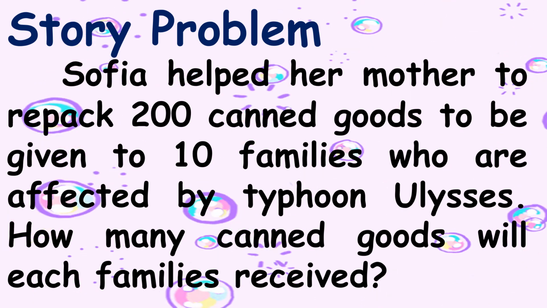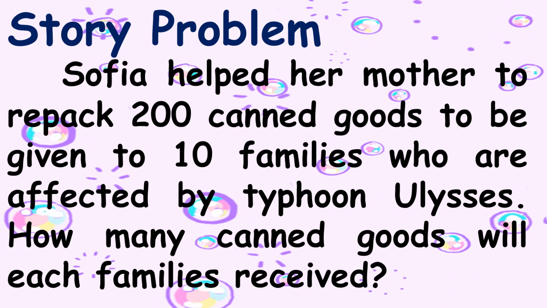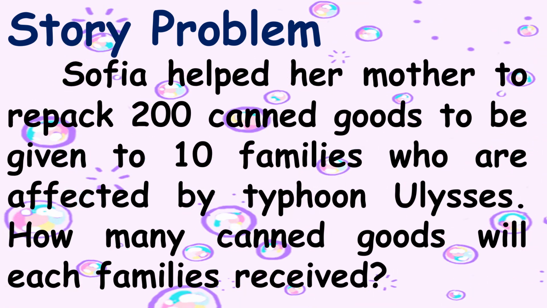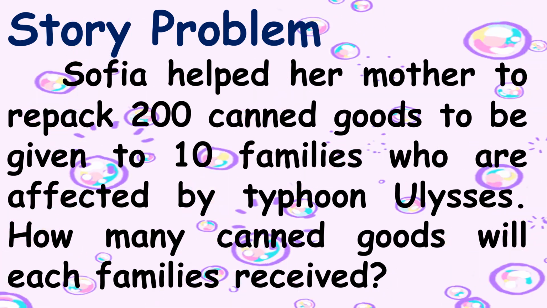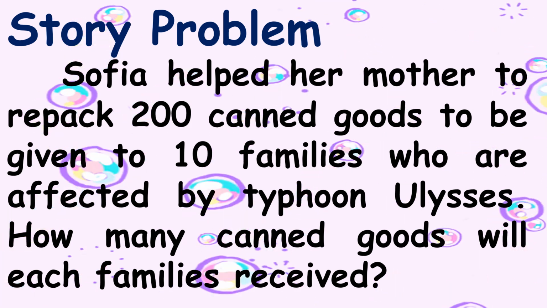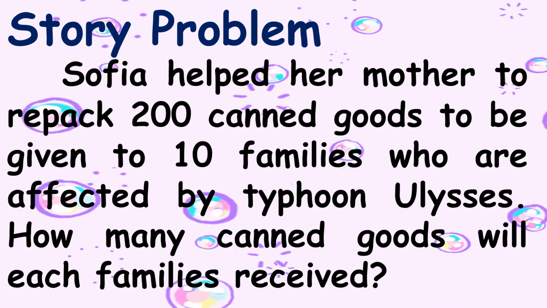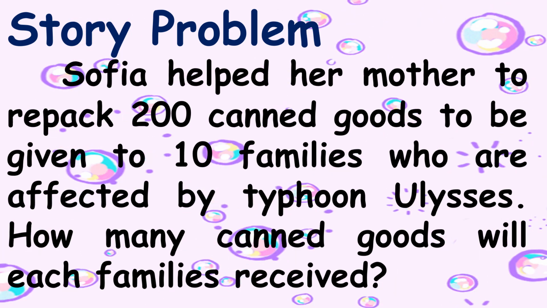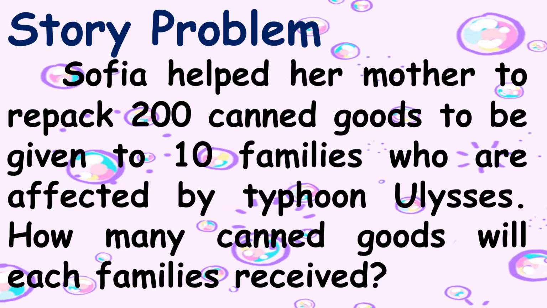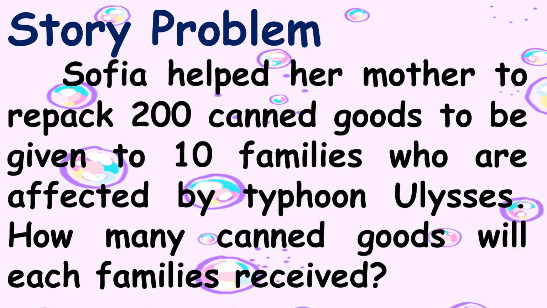Sophia helped her mother to repack 200 canned goods to be given to 10 families who are affected by the typhoon Ulysses. How many canned goods will each family receive? Again, Sophia helped her mother to repack 200 canned goods to be given to 10 families who are affected by the typhoon Ulysses. How many canned goods will each family receive?